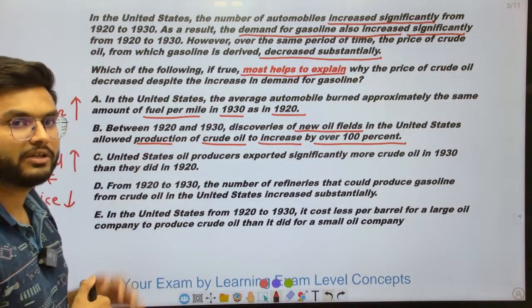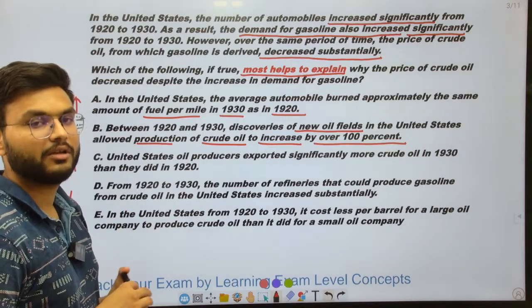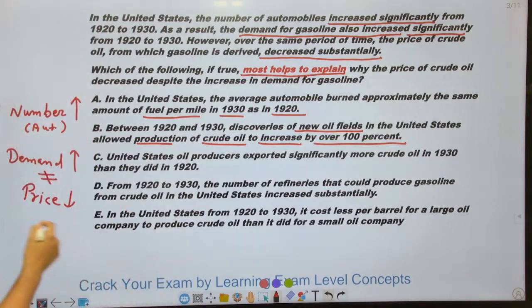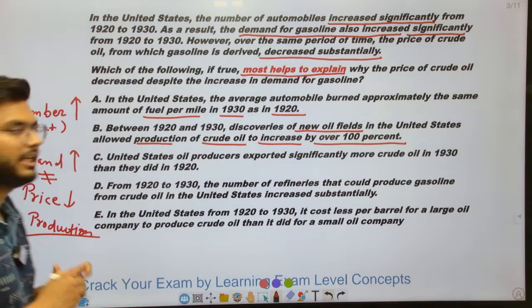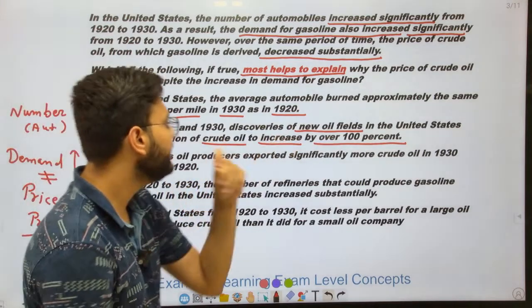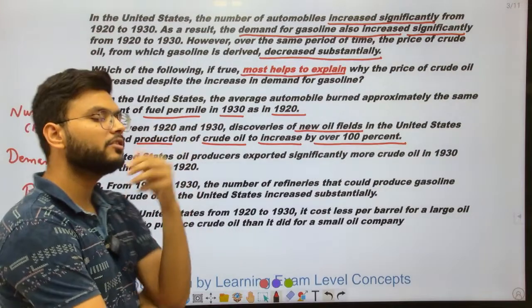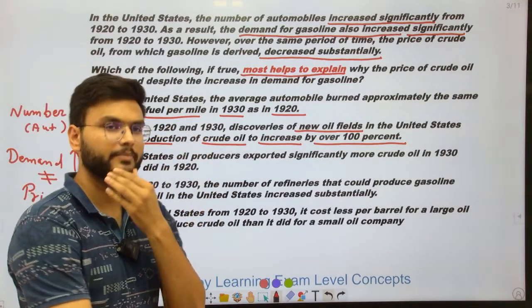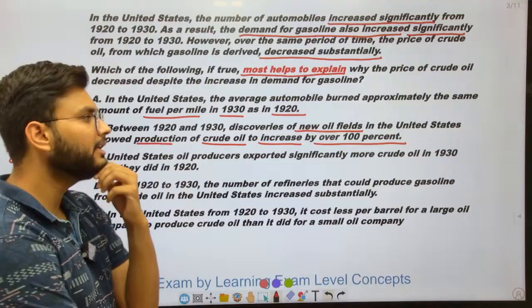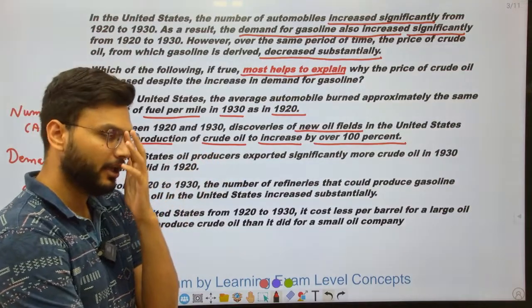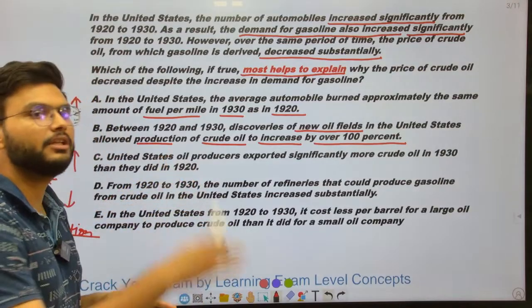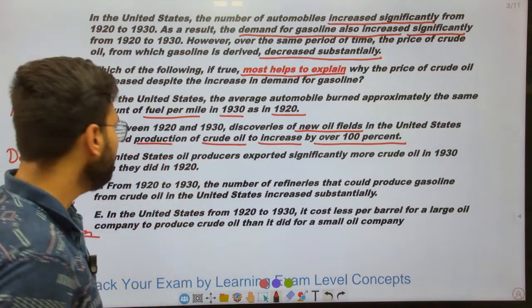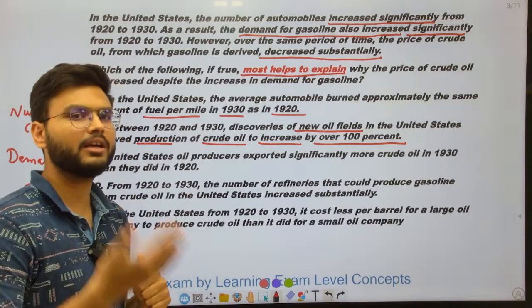Your demand is also increasing, but price might decrease because of the third variable, which can be production. Because we have found new oil fields and allowed production of crude oil by over 100%. So it might give me a reason to believe that, all right, this could be a reason that this third factor came into play and it changed the pattern of the equation. Okay, let's check the other option choices, then I will compare.